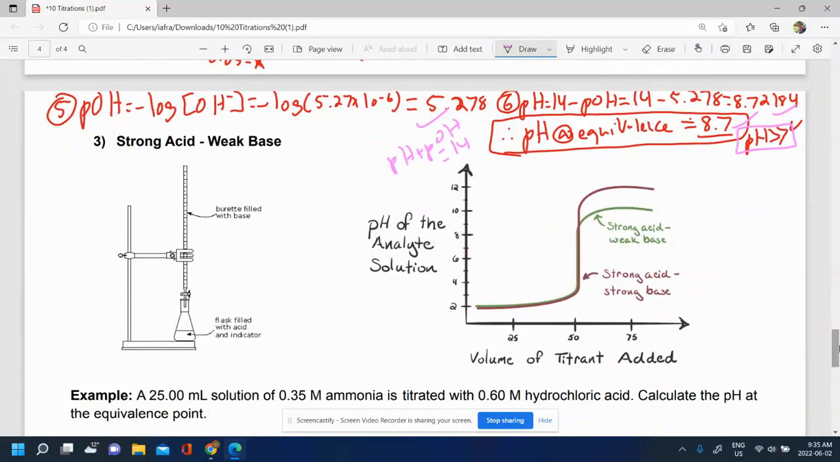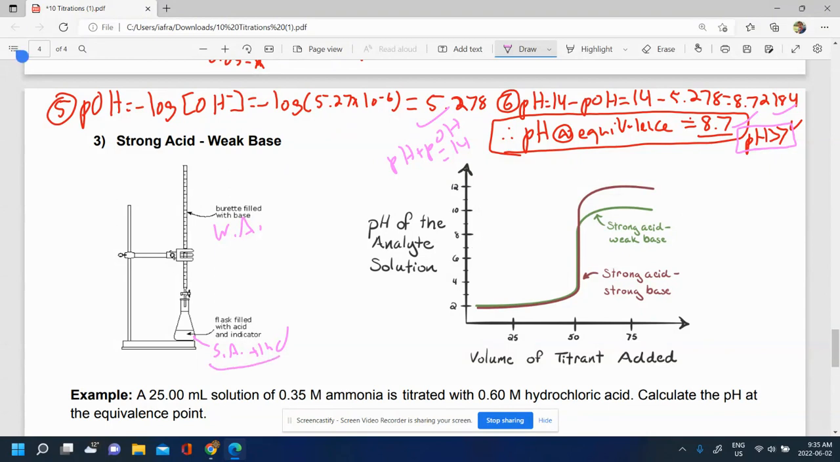In this video, we're going to do a strong acid, weak base titration. So for example, we would have a strong acid placed in this flask plus an indicator, because remember, you need to have something to tell you when the endpoint is reached. And we would have a weak base placed in the burette.